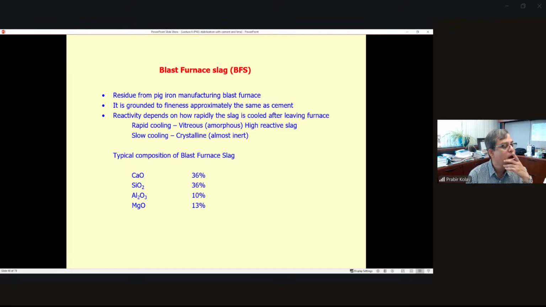So also here, you see the chemical compositions. Calcium is again 36%, silica is 36%. The calcium is the more binding agent, right? And so basically, you see the rapid cooling creates a more vitreous, highly reactive slag, and slow cooling results in crystalline or almost inert slag. So basically, if it is more amorphous, it's much more reactive.